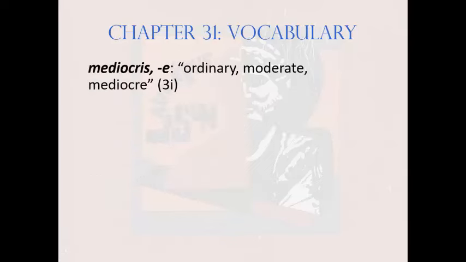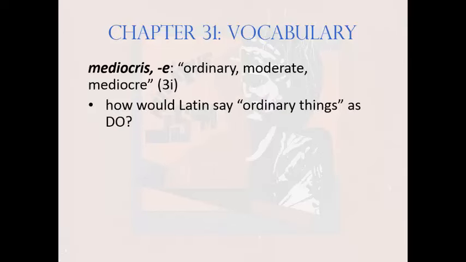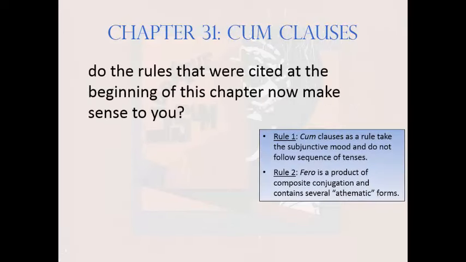And the last word in this vocabulary list is mediocris, mediocre, meaning ordinary, moderate, or mediocre. It's a third declension adjective, and thus by definition, I-stem. So what's its accusative plural? That is, how does Latin say ordinary things, the neuter plural substantive, as a direct object, for instance? Good, mediocria. Do the rules that were cited at the beginning of this chapter now make sense to you?